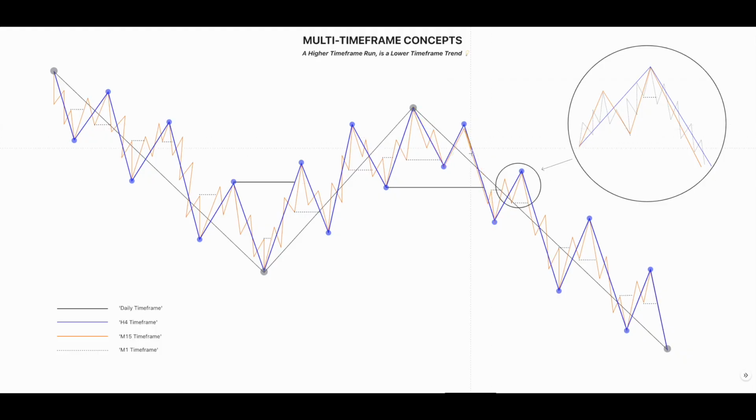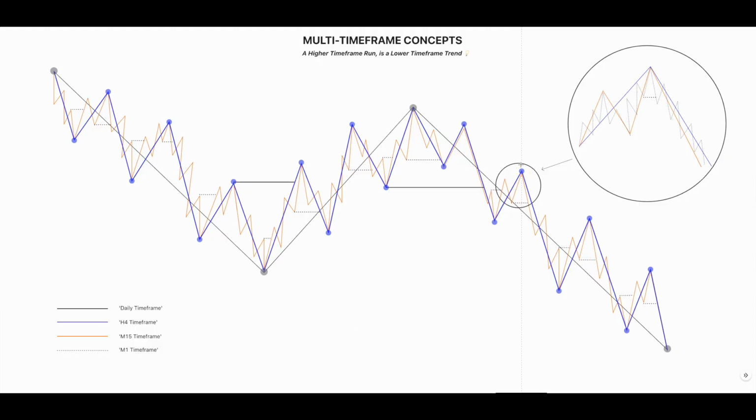Then the M15, as you can see here in orange, switches bullish to facilitate this 4-hour pullback. Now, if we wanted to try and catch the very start of this 4-hour lower high, what we could do is jump into the 1-minute.